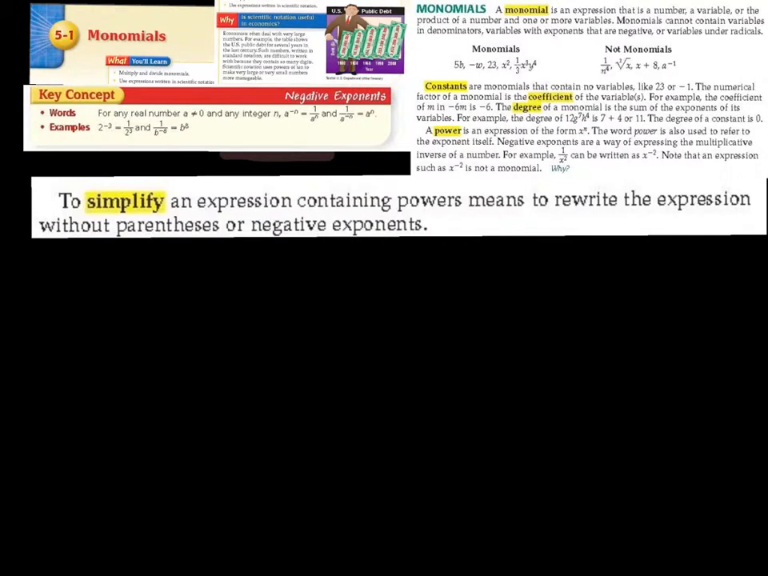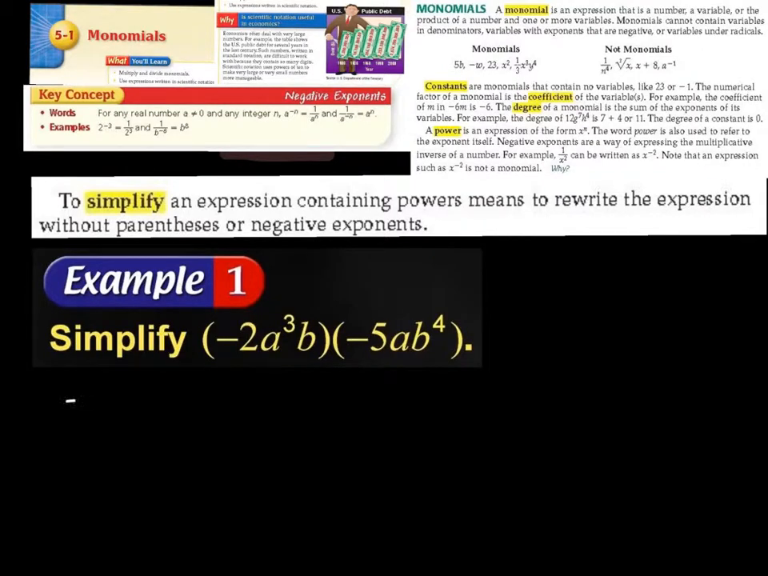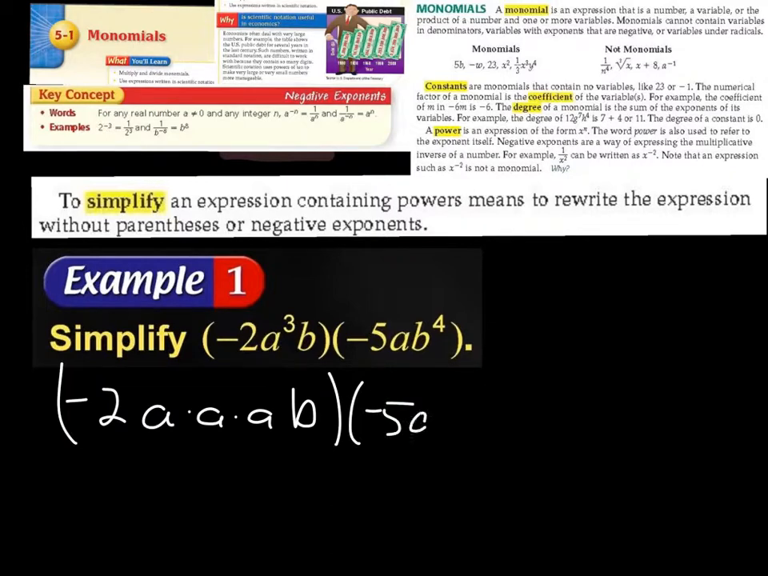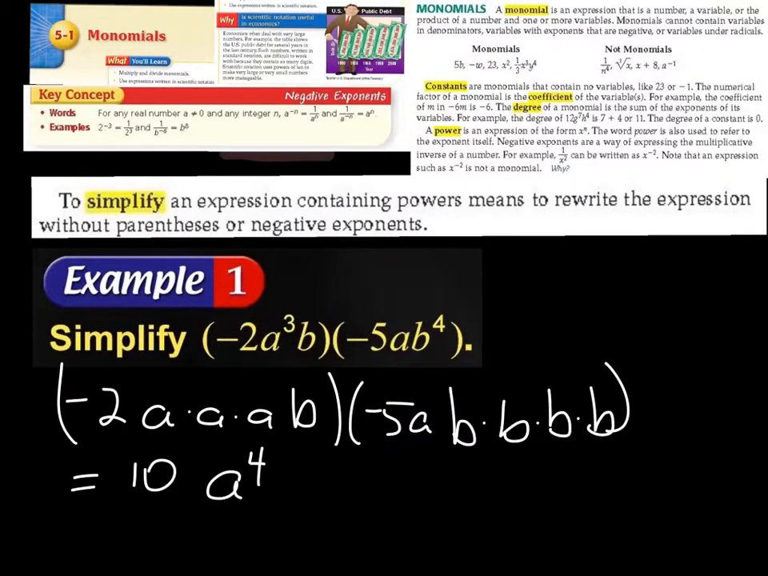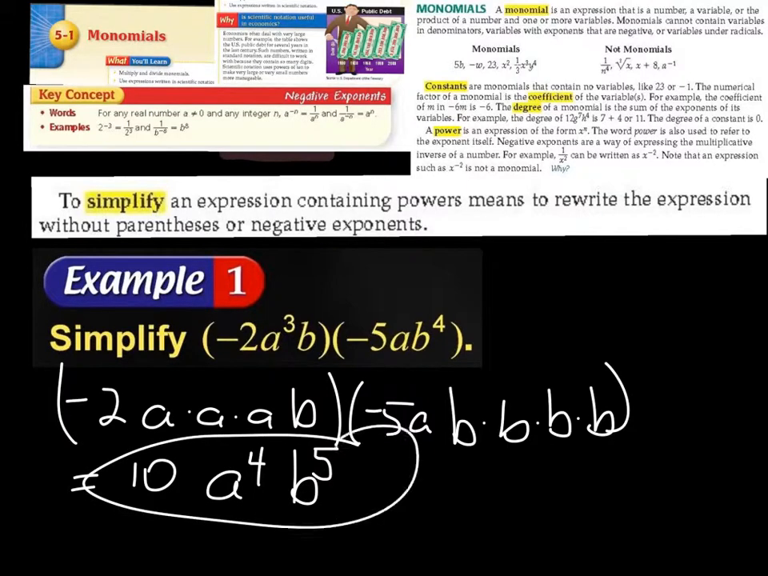To simplify an expression containing powers means to rewrite the expression without parentheses or negative exponents. That -2 times a cubed would be 3 factors of a times -5a, and then I've got 4 factors of b. So altogether, negative times negative is positive, and I've got a total of 4 factors of a and 5 factors of b.